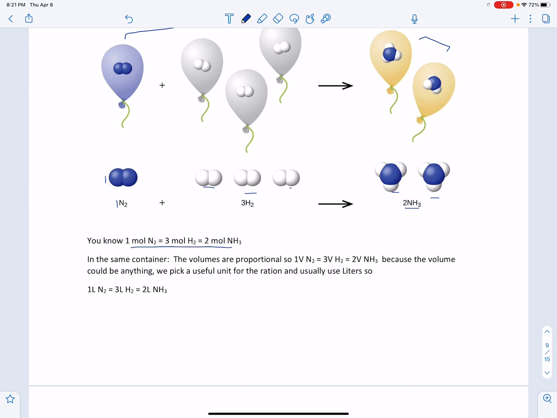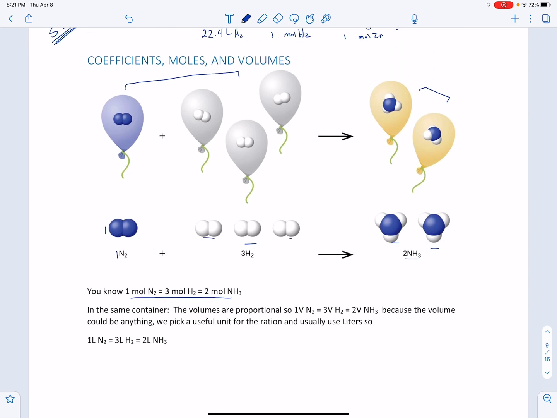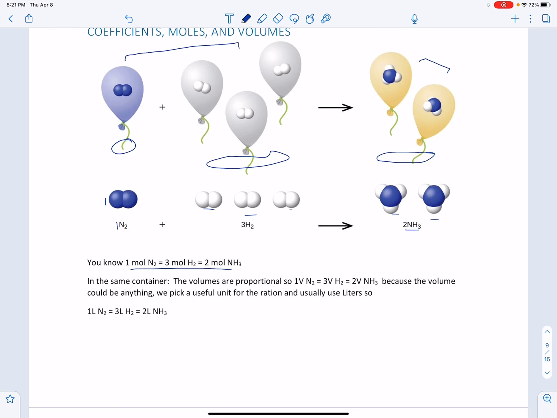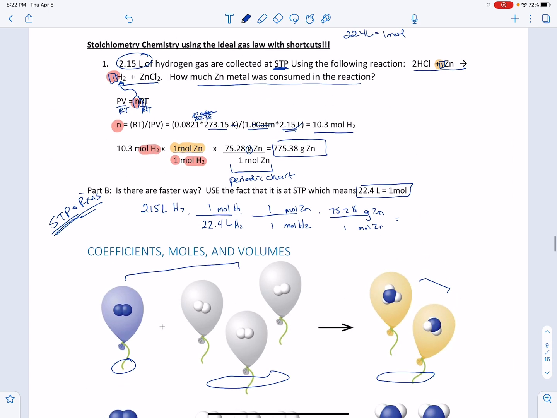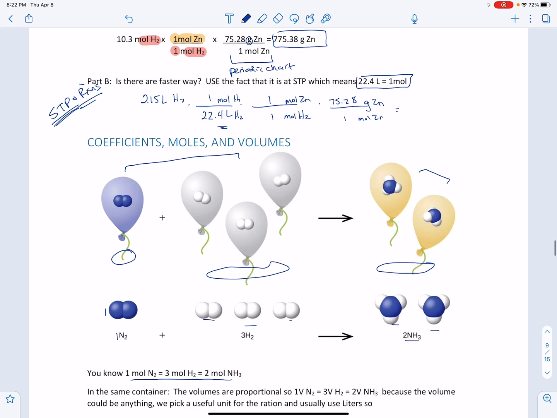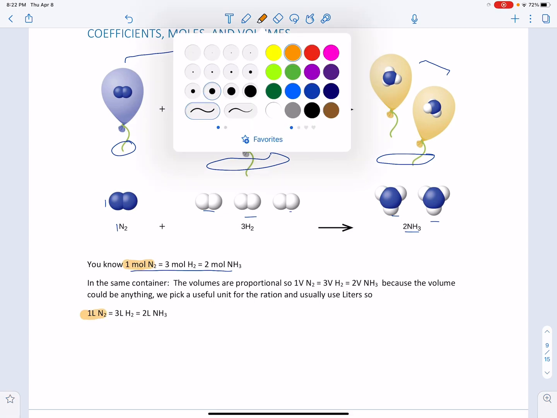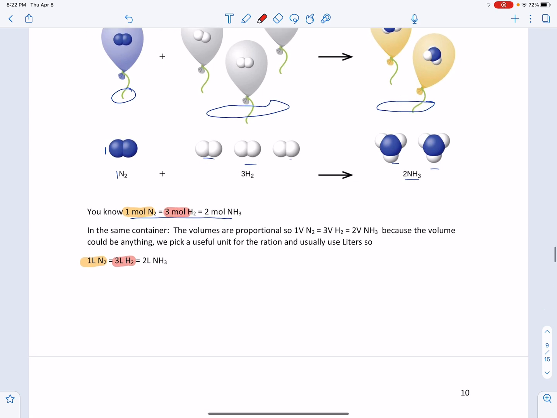In the same container, we know that the volumes are proportional. Do you see how 1 volume of N2 is proportional to 3 volumes of H2, and proportional to 2 volumes of NH3? So the volume could be anything. We're going to pick a useful unit for the ratio, and usually it's easier with gases, like up here, to use a liters ratio. So here's one ratio, and here's another ratio. These mean the same thing.